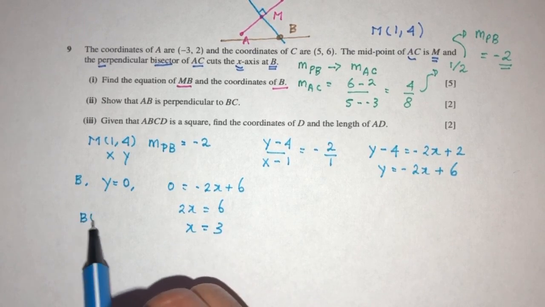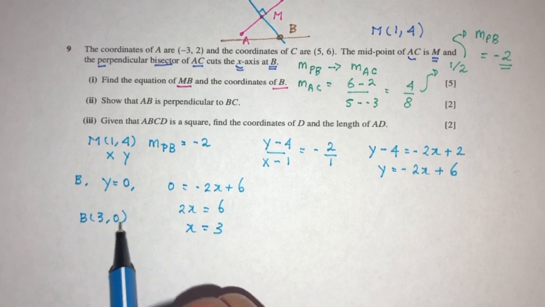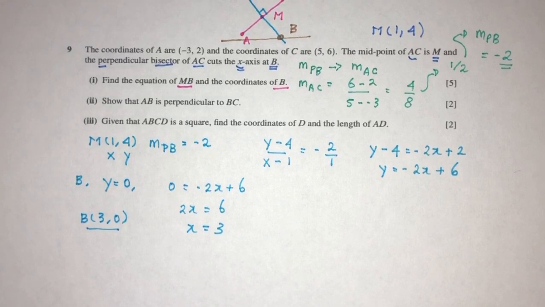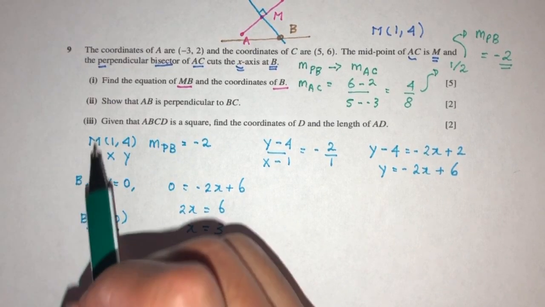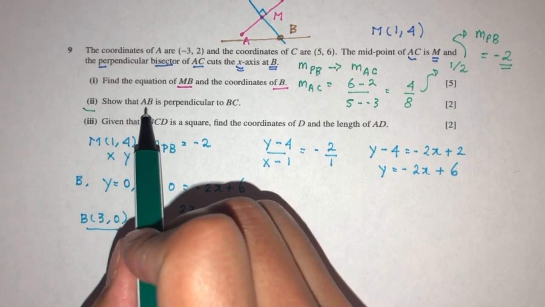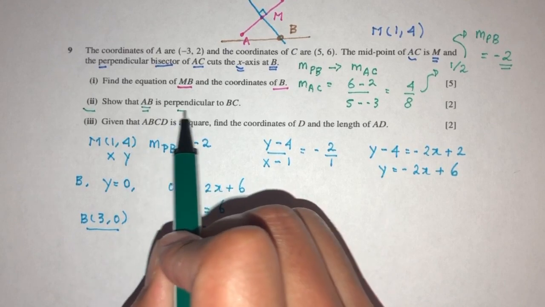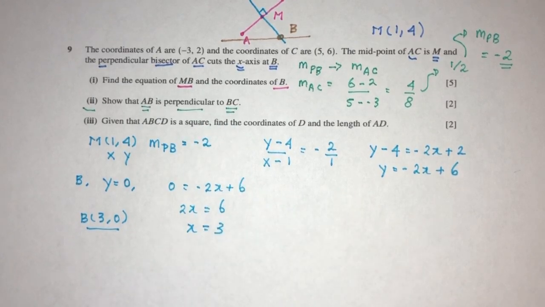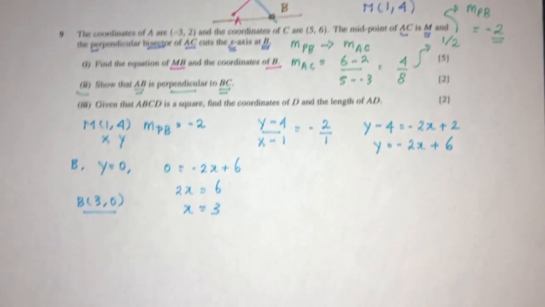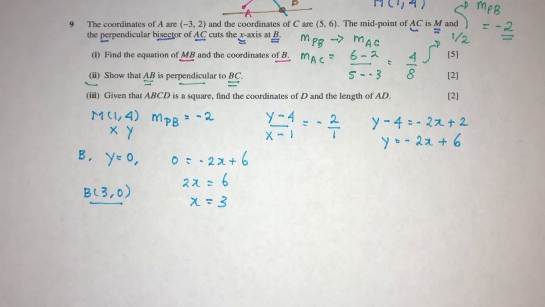So B will be (3, 0). That will be part 1 of your question. Now part 2, we have to show AB is perpendicular to BC. So let's show if that is true. To show they are perpendicular, we can find the gradient of each of those two lines.